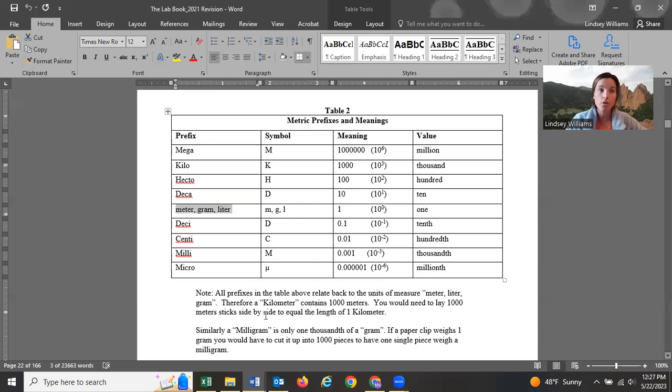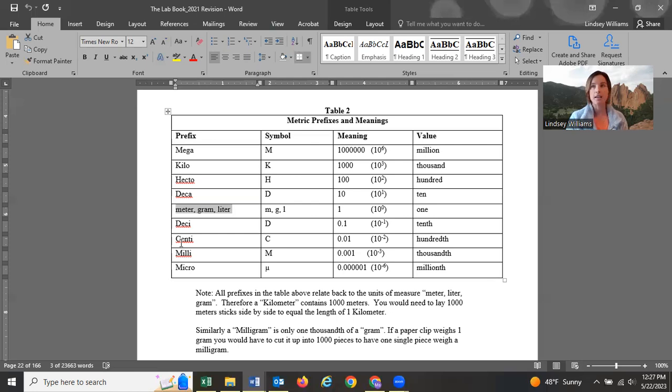So a microgram is 1,000 times smaller. A microliter and a micrometer is 1,000 times smaller than a milli. Now, we are going to be working with the micrometer in this lab. And every micrometer, it's another way to pronounce it, is 1,000. There's 1,000 micrometers in 1 millimeter.